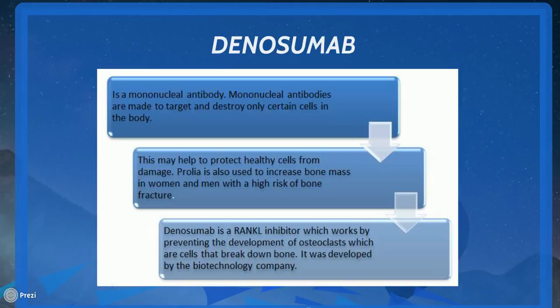Prolia, as it is also called, is used to increase bone mass in women and men with a high risk of bone fracture. Denosumab is a RANKL inhibitor which works by preventing the development of osteoclasts, which are cells that break down bone. It was developed by the biotechnology company.